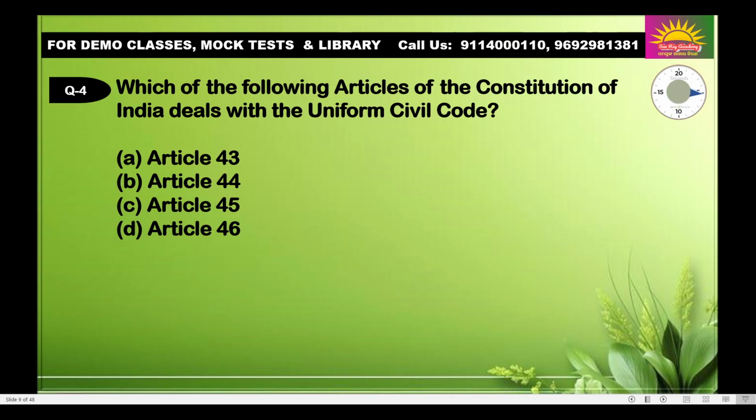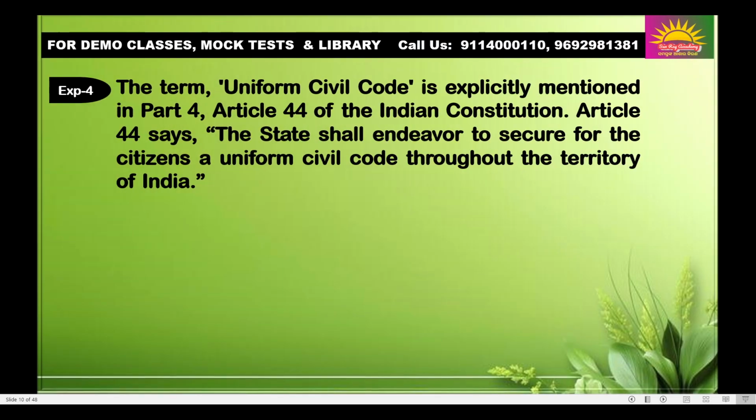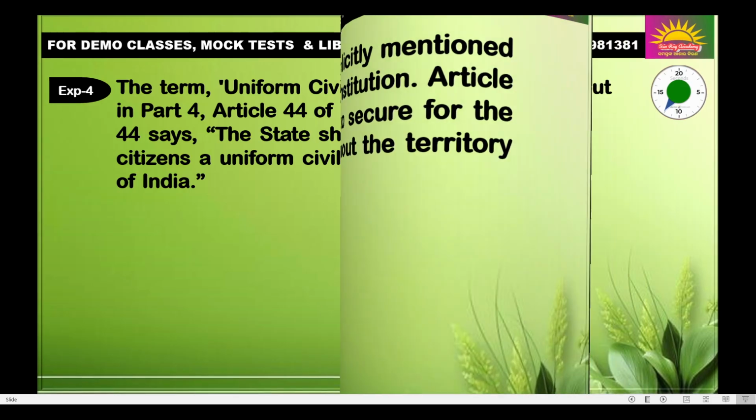Question number 4. Which of the following articles of the Constitution of India deals with the Uniform Civil Code? Article 43, 44, 45, 46. Answer B, 44. The term Uniform Civil Code is explicitly mentioned in Part 4, Article 44 of the Indian Constitution. Article 44 says the state shall endeavor to secure for the citizens a uniform civil code throughout the territory of India.